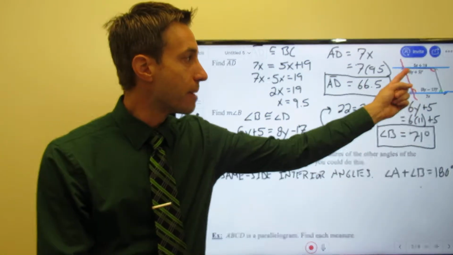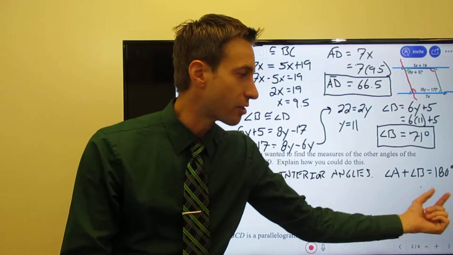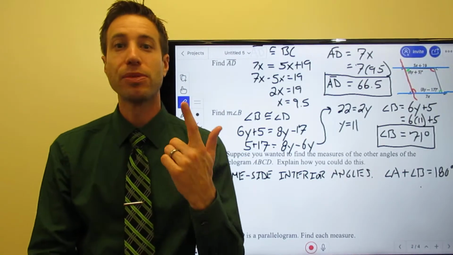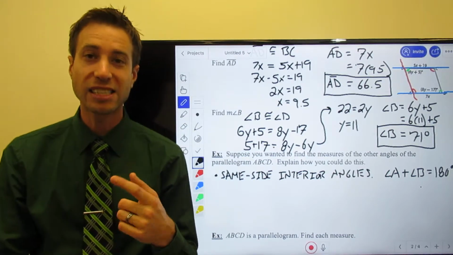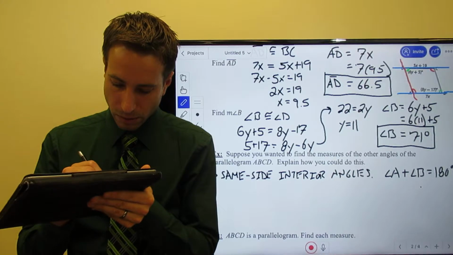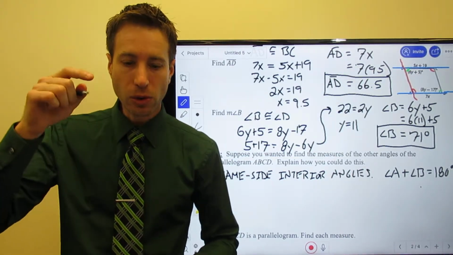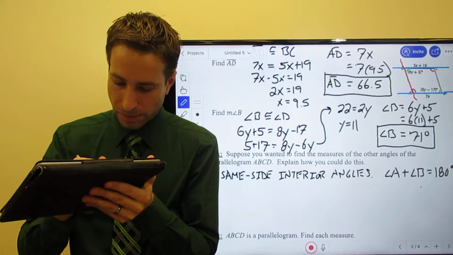Well, I already know the measure of angle B, so I plug it in, subtract it to the other side, and I get the measure of angle A. That's one way I could do this. Another way was our Polygon angle sum theorem.